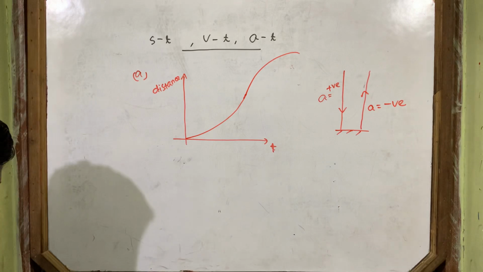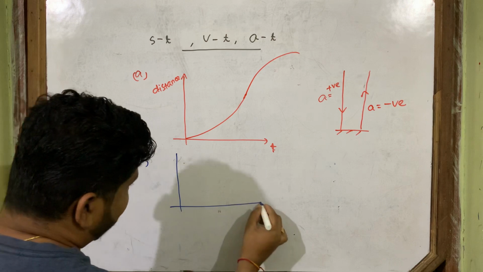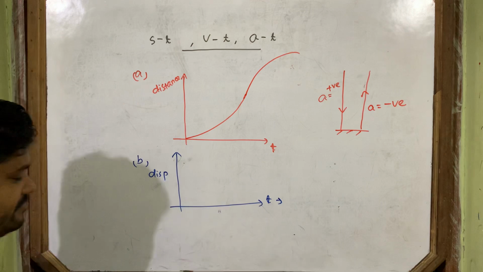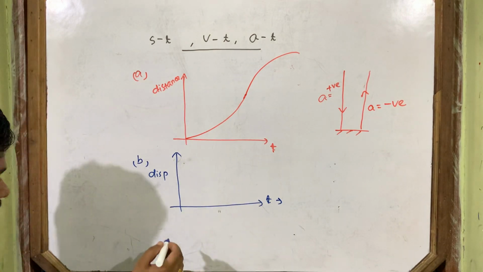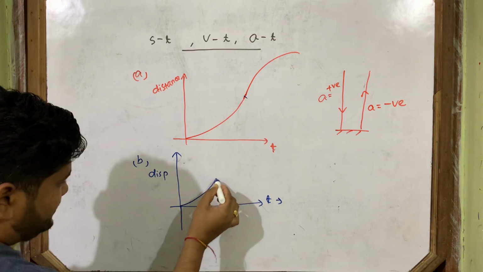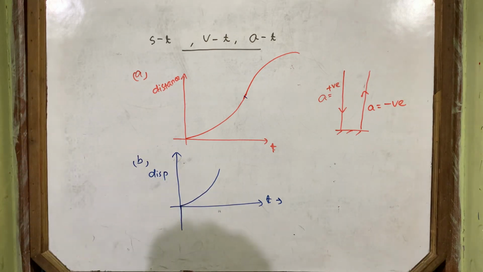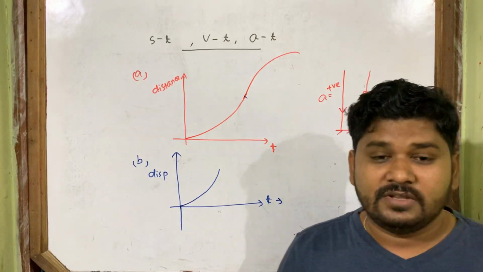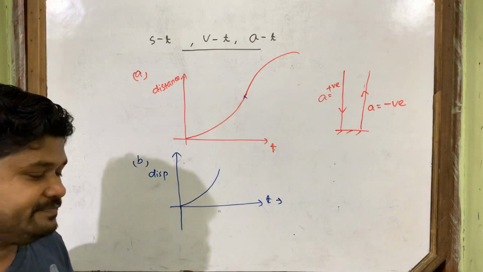Then, how does the displacement time graph look? Displacement time graph. See, this is displacement and this is time. How will the displacement time graph be? In the displacement time graph, the first part is correct. This is the positive acceleration when the body comes down. When the body comes down, the acceleration is positive. So the first part is correct, no problem.